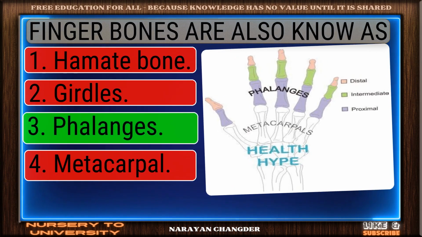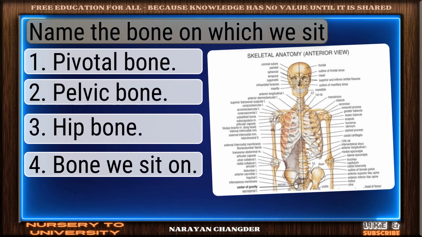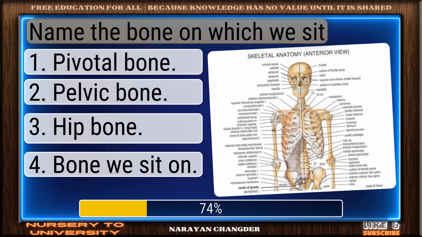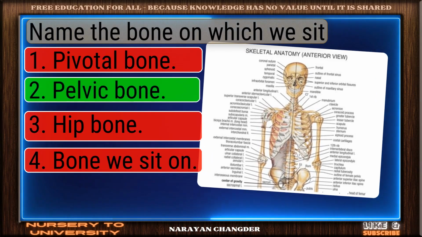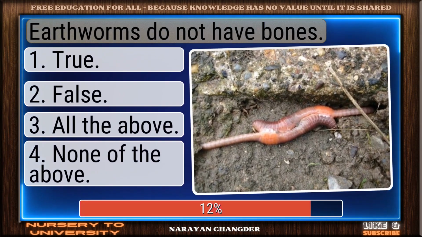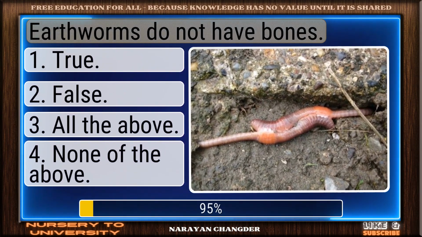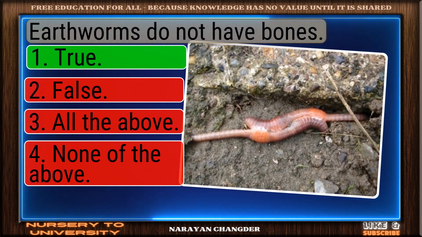Excellent. Phalanges is a brilliant choice. Name the bone on which we sit. You got it? Your choice, pelvic bone, is right. Earthworms do not have bones. Excellent choice. True is the right answer.